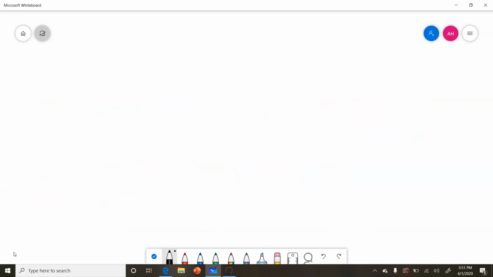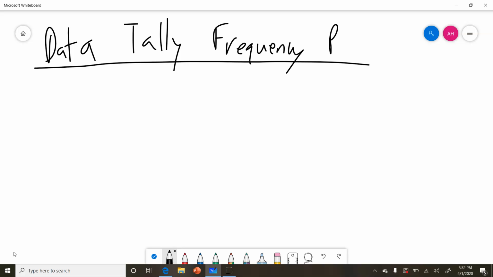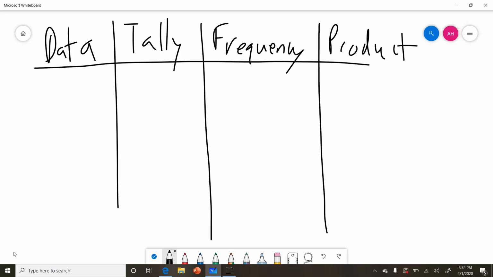The way that a frequency distribution works is we take the data, each number. So we have a category called data. Then we have a category called tally, that's just the number. Then we have frequency, the next category. And then lastly, we have the product. The cool part about this is that the way we do this is kind of like our stem and leaf.